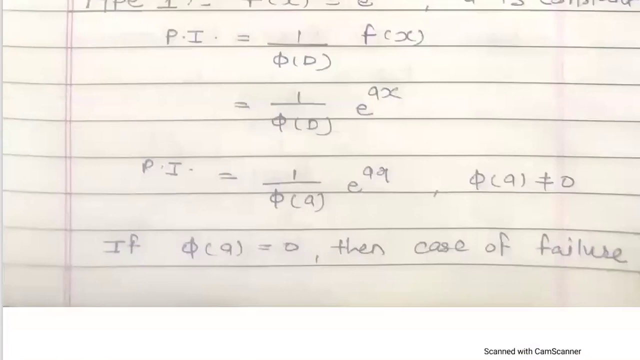Because if phi of a is equal to zero, then it is the case of failure. If denominator is zero, then you get infinity. So the condition is there that phi of a must be non-zero. If phi of a is equal to zero, then it is the case of failure. And then in that case, how to find the PI? Then the formula is PI is equal to, you multiply in numerator by x and then take the derivative of denominator. Your denominator is phi of D.